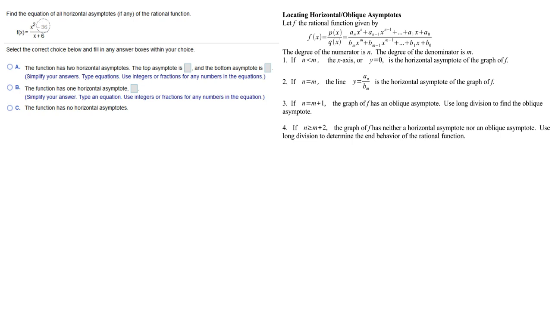This question says, find the equation of all horizontal asymptotes, if any, of the rational function. f of x equals x squared minus 36 over x plus 6.